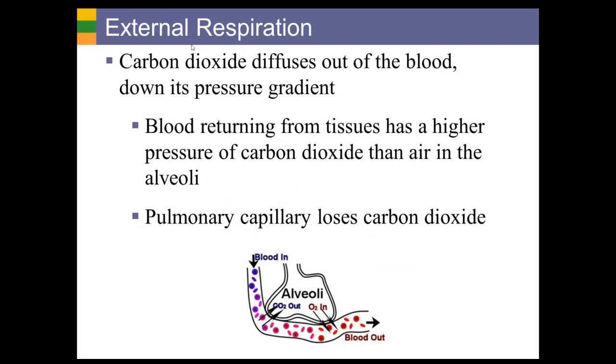Okay, so with external respiration, we're talking about gas exchange between the air of the alveoli and the blood of the pulmonary capillaries. Because air in your alveoli is technically still considered outside of the body, we refer to this as external respiration. Blood returning from the tissues is high in carbon dioxide, low in oxygen. So carbon dioxide is unloaded down its partial pressure gradient, and the blood is loaded with oxygen moving down its partial pressure gradient.